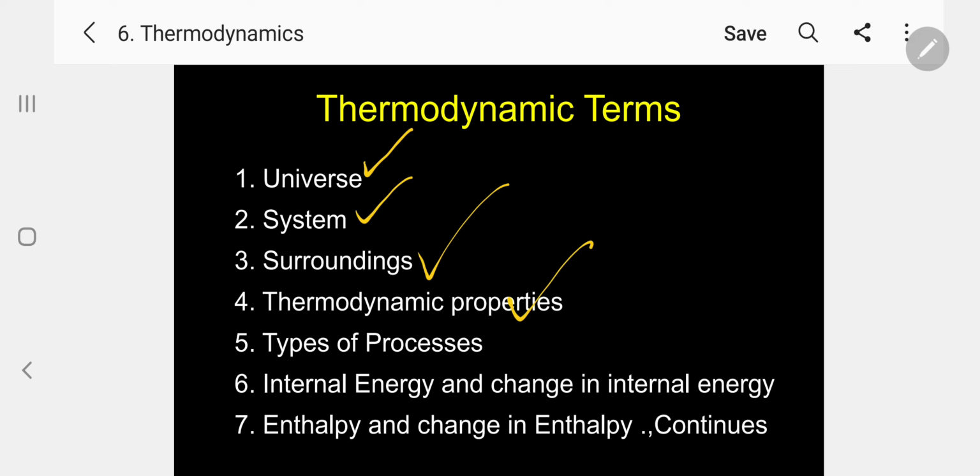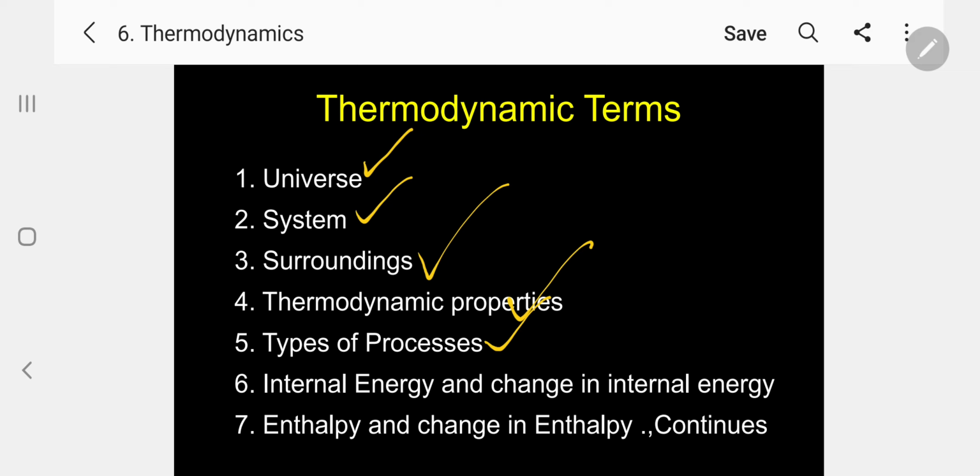Thermodynamic properties. There are two ways we can classify the thermodynamic properties. One is based on mass, another is based on nature. That is intensive property and extensive property, one type. Another is state property and path property. Types of process, again we can classify in a number of ways, based on the condition and based on the direction.